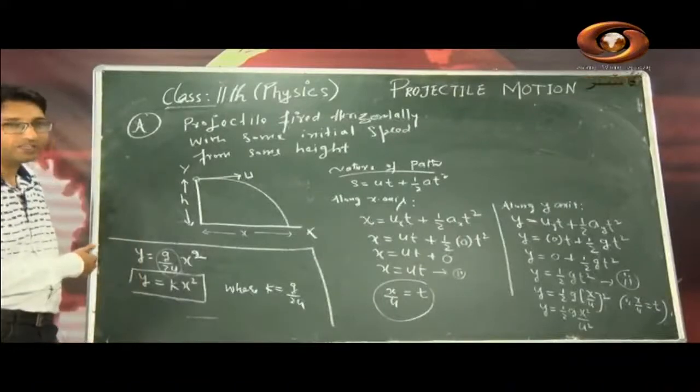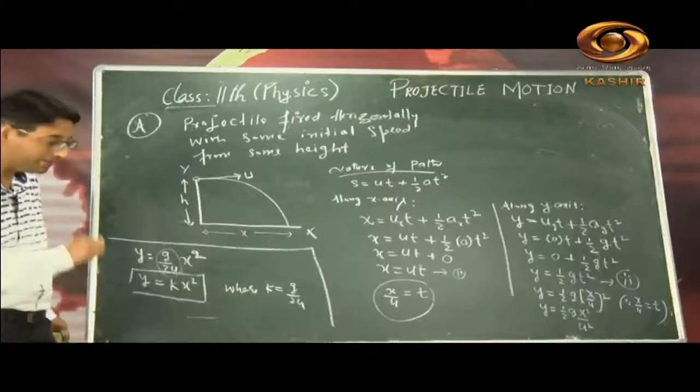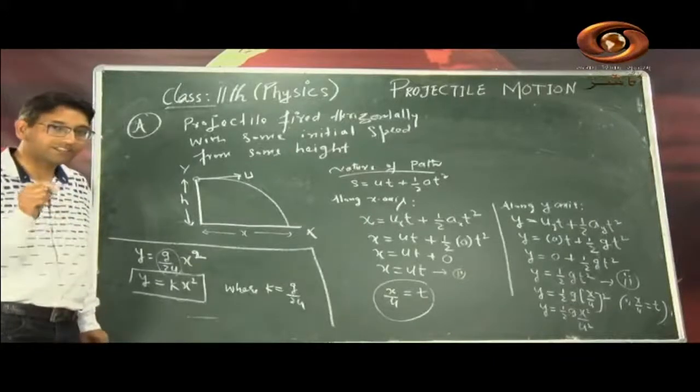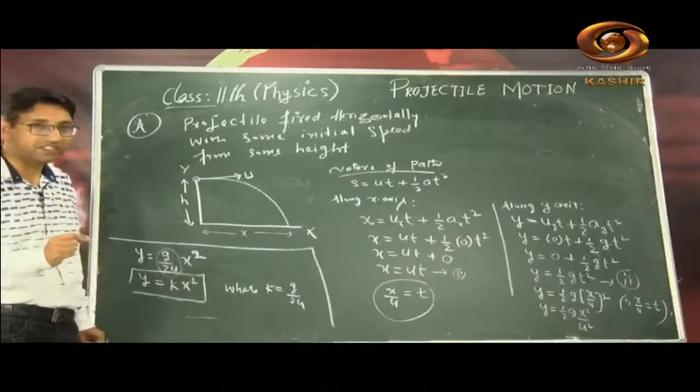But here you can look, it's y is equal to kx square. This is the equation of a parabola. So therefore, what is the nature of the trajectory of a projectile? What is trajectory? The path of a projectile. What is the nature? It's parabolic.